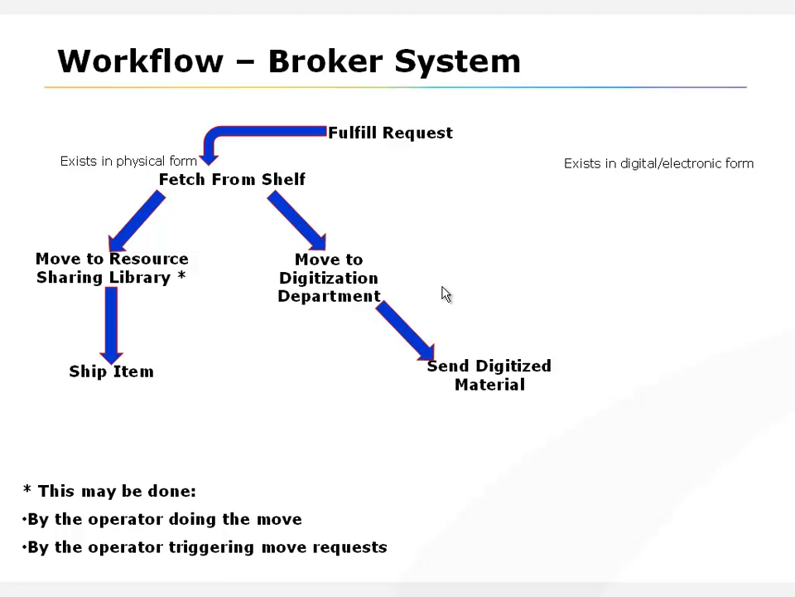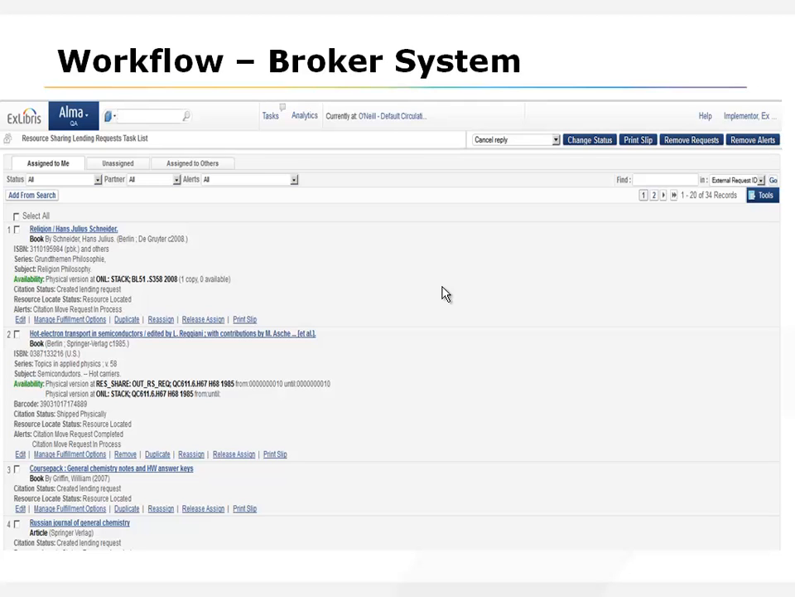Both of these processes will be managed by the lender using standard Alma fulfillment procedures, either for a move request to move the item from its permanent location to the resource sharing library where it's going to be shipped away, or by triggering a digitization process, which will be used to digitize the item and ship it away as a document delivery service. Of course, if the item already exists in digital format, there's no need to process any digitization request. Just do the document delivery from within Alma and mark the item as shipped in the broker system.